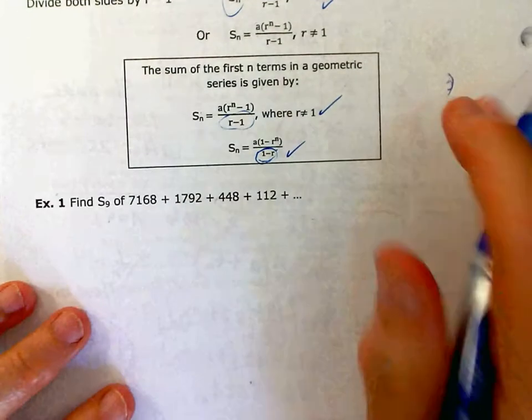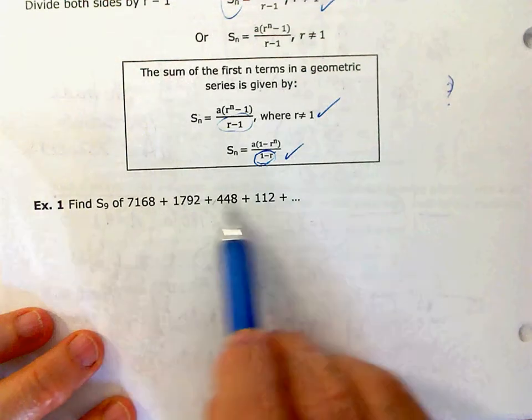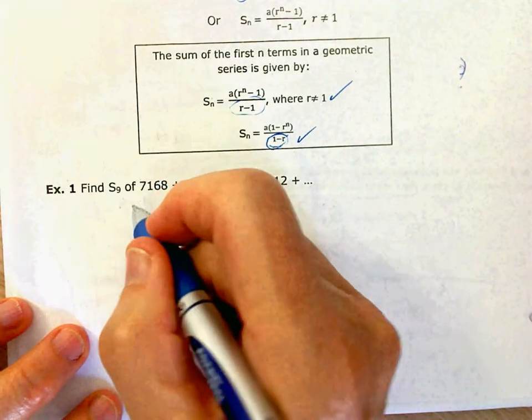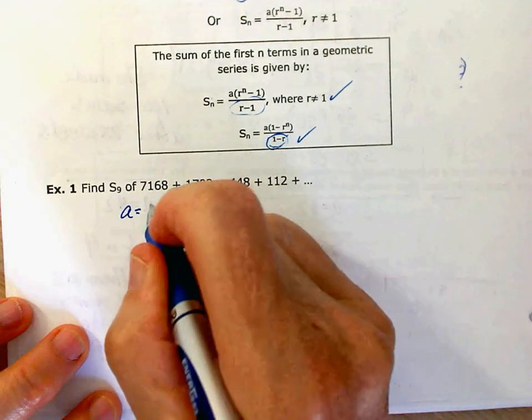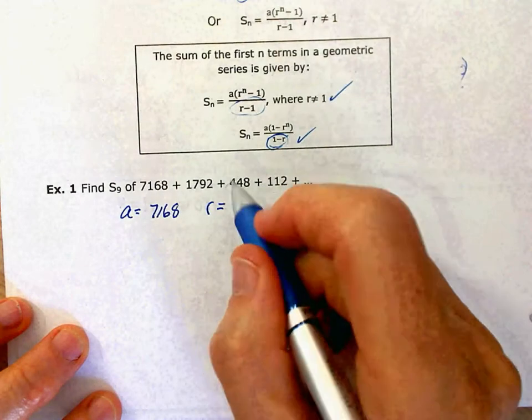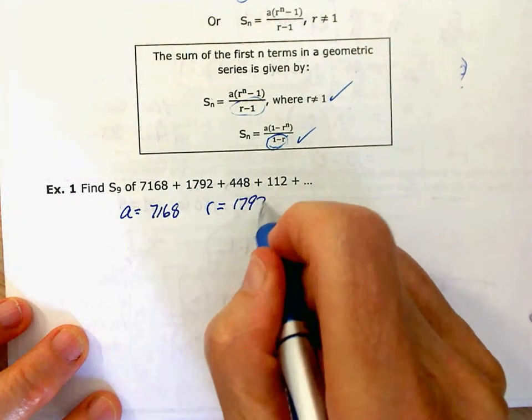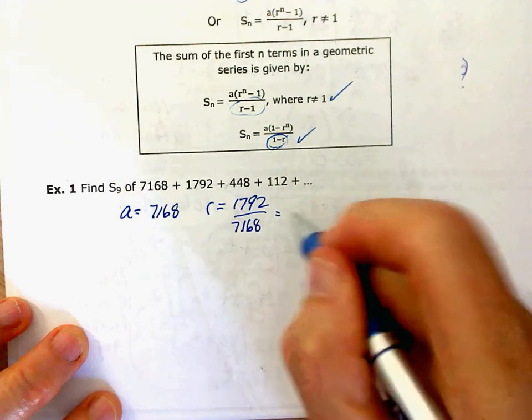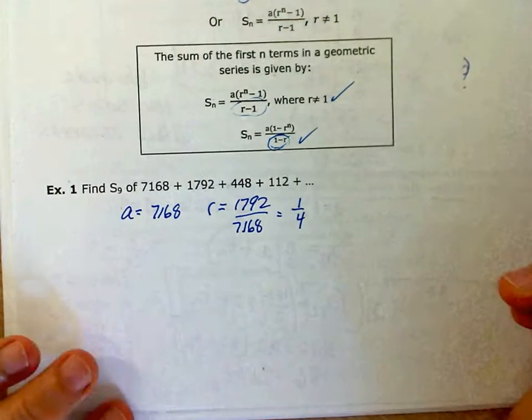Okay. So, find the sum of the first 9 terms. Okay, well, let's see. We need to know a, and that's easy to pick off, right? Now r is equal to any term divided by the previous term. And that is equal to 1/4. So we know that a is 1/4.